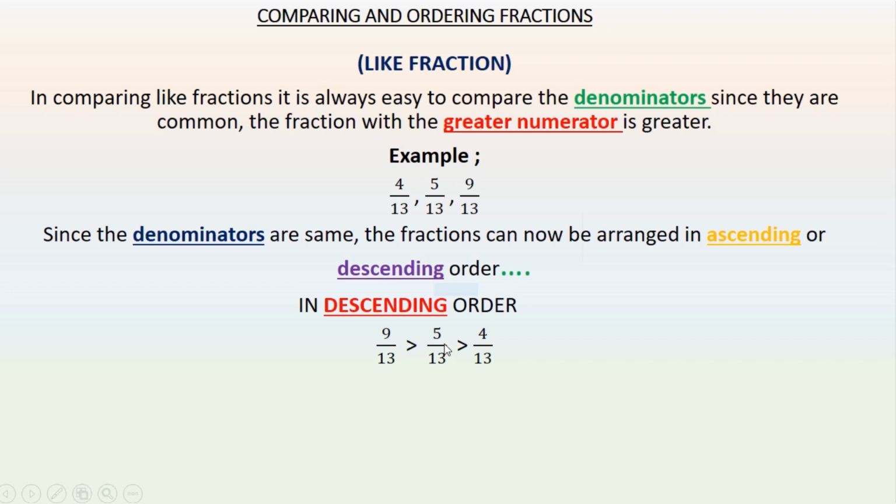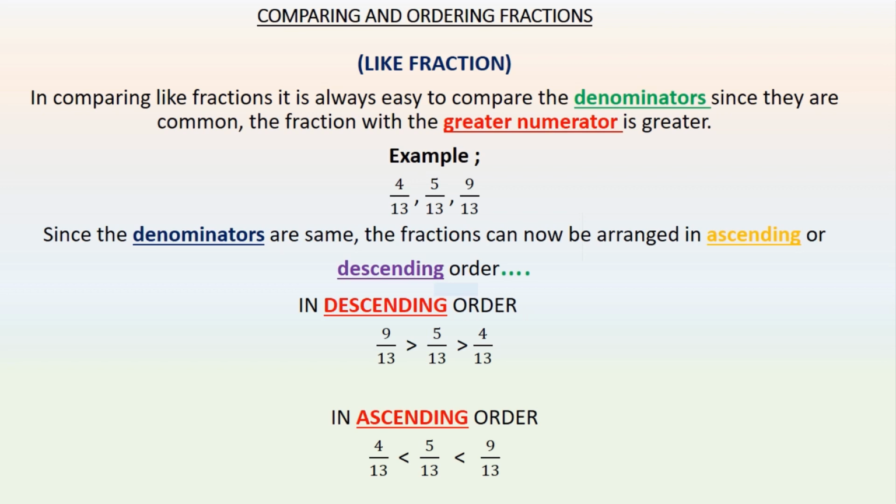The next step is to arrange in ascending order, that is arranging fractions from the least number to the greatest number. Here the least number is 4, followed by 5, followed by 9. So this arrangement is called ascending order, from the least number to the greatest number.